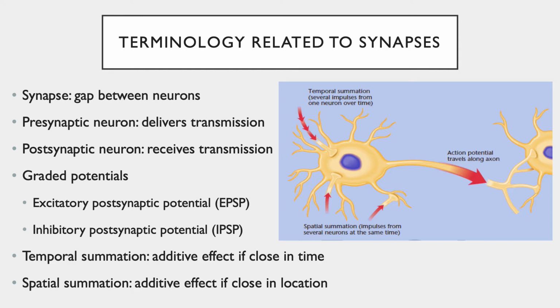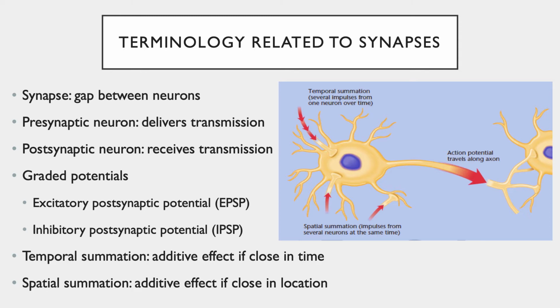The next two terms we're going to discuss on this slide are temporal summation and spatial summation. Temporal summation, like it sounds, relates to time. Temporal summation is when many EPSPs occur close together in time. That brings it closer to an action potential.